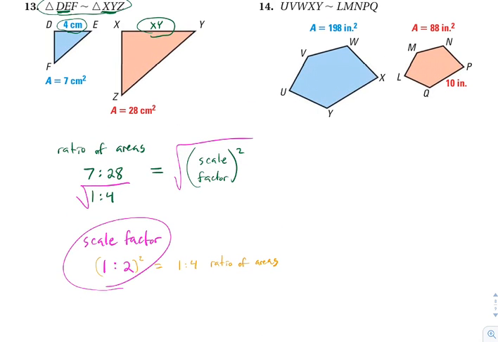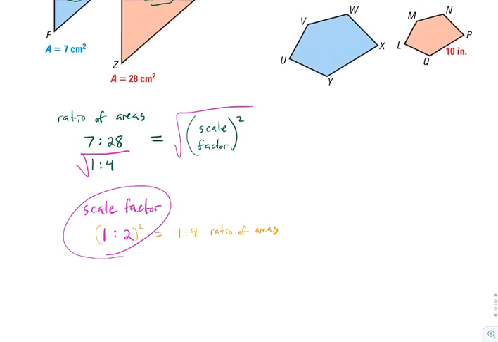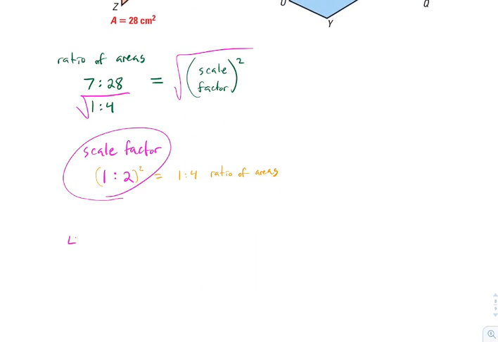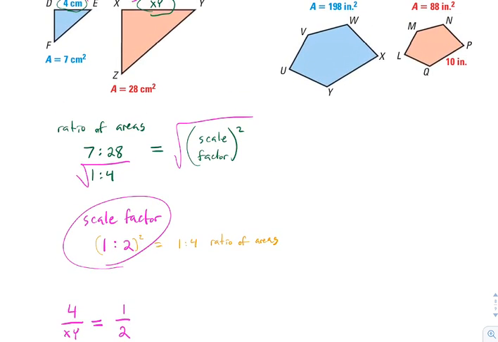So then we could either just say, well, if it's 1 to 2, we multiply by 2 and get that this is 8. Or, much safer, just set up a proportion and say from left to right, 4 is to xy as 1 is to 2. And then you just cross multiply, you get 1 times xy, which is xy, equals 4 times 2, which is 8. Okay, let's do one more over here.